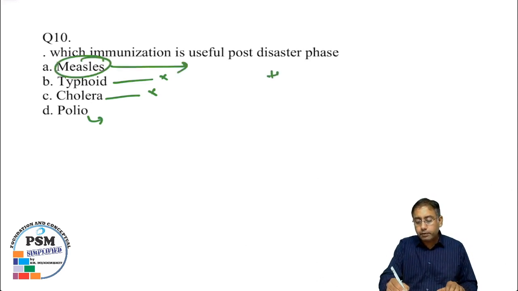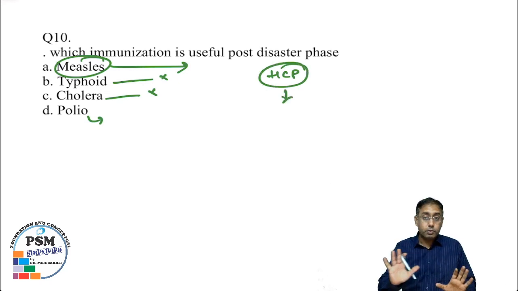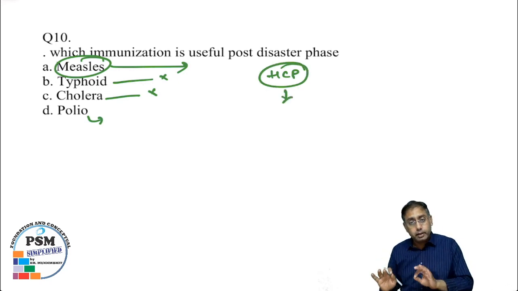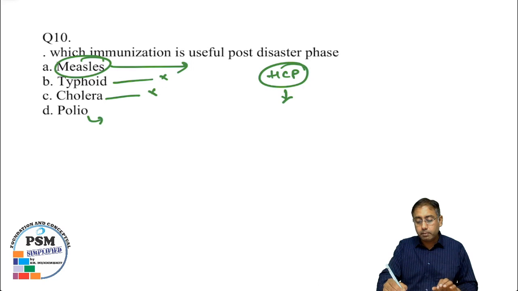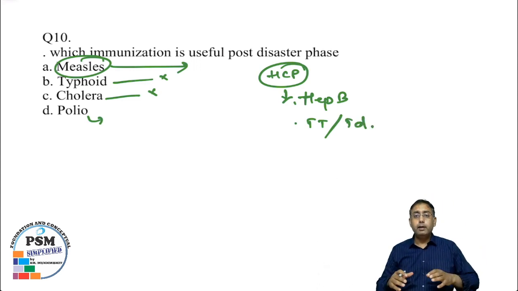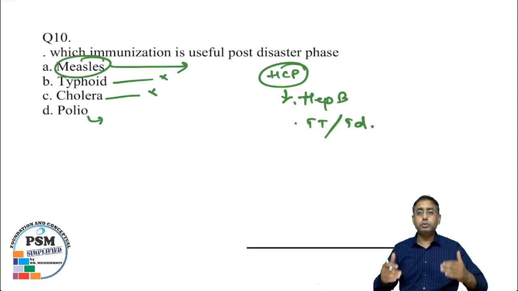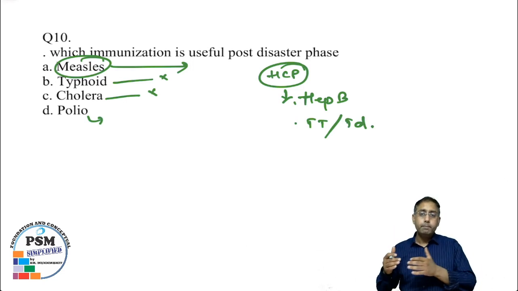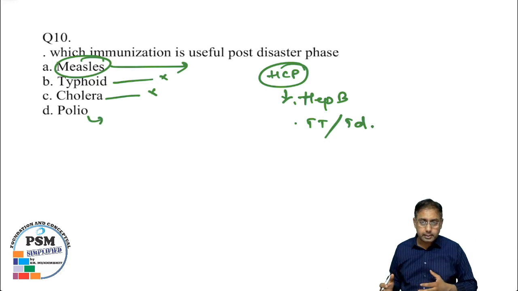For healthcare professionals, this question was not there. I'm just telling you, for healthcare professionals, it's important to have them immunized for hepatitis B and for tetanus toxoid or tetanus diphtheria. That's the current WHO recommendation for people who are in emergency response towards disaster. They need to be protected for these diseases.